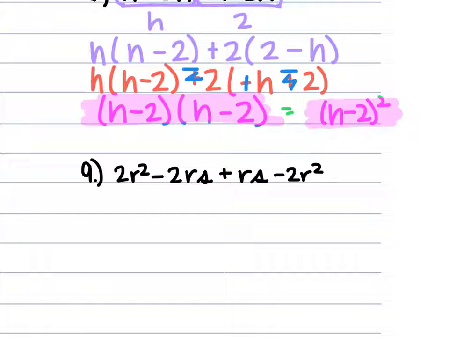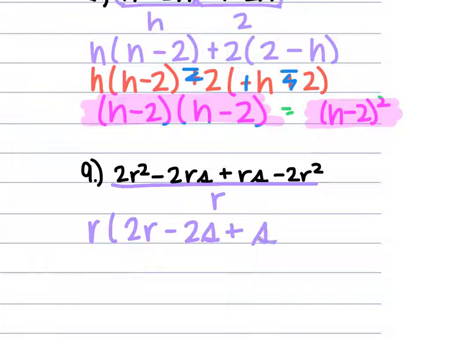For 9, we have 2r squared minus 2rs plus rs minus 2r. So we are going to first realize that we have a greatest common factor here. Every term has an r, so we can factor out the r first. So this is going to be r times 2r minus 2s plus s minus 2r.